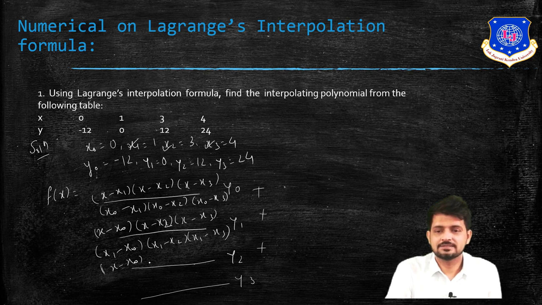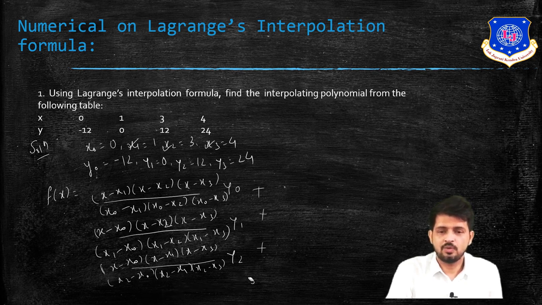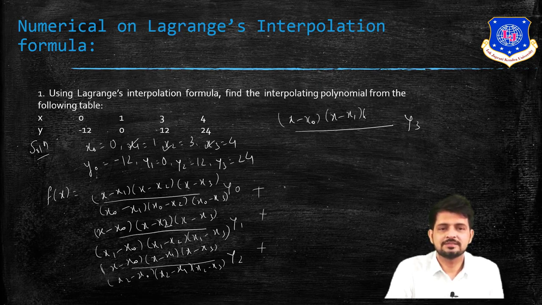Subtract x0, x1 and x3, and in the denominator x2 minus x0, x2 minus x1 and x2 minus x3. Similarly, how can I write the fourth term? See, in the fourth term y3 is there, so x minus x0, x minus x1, x minus x2 divided by x3 minus x0, x3 minus x1 and x3 minus x2.